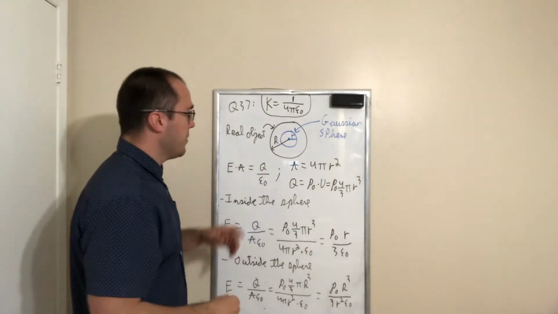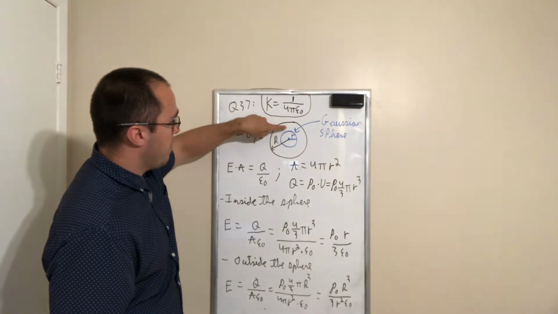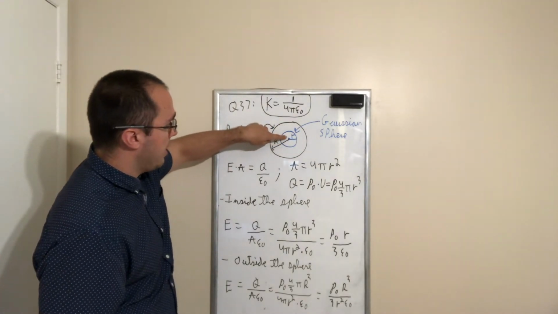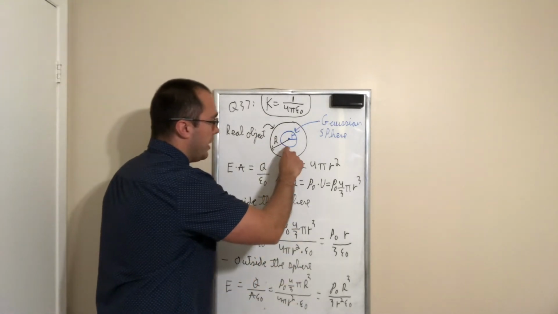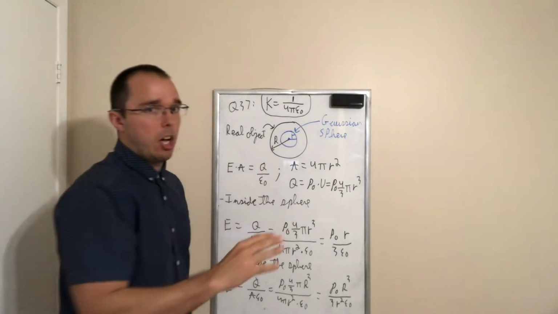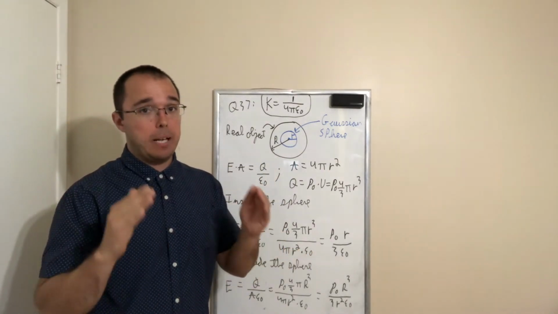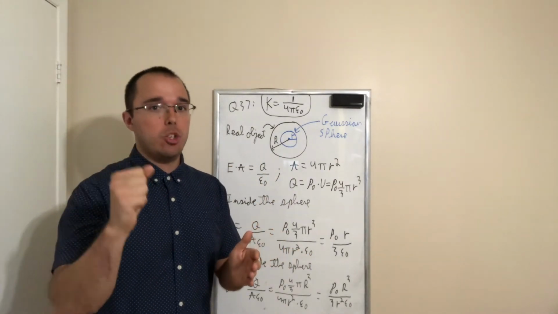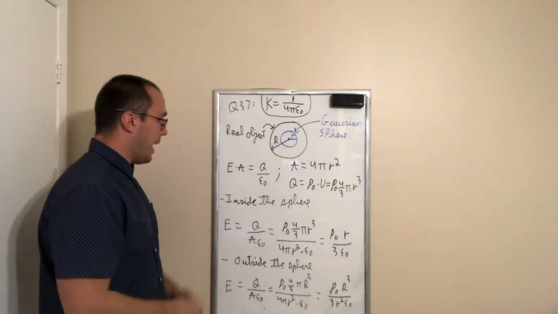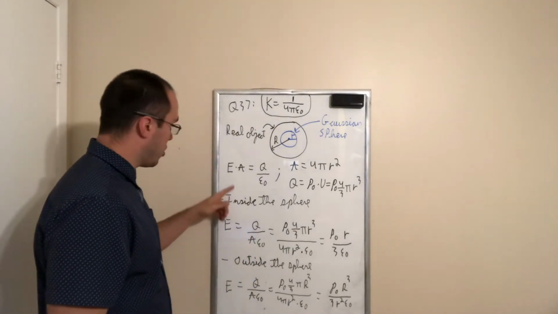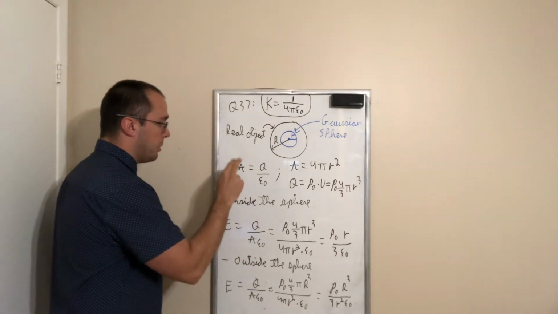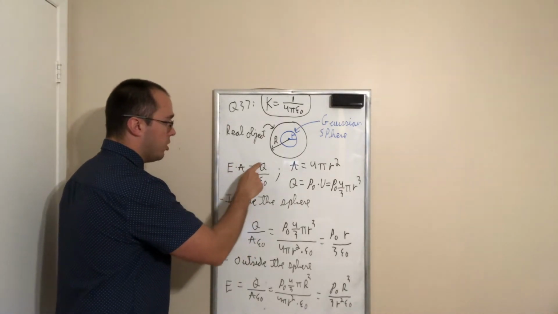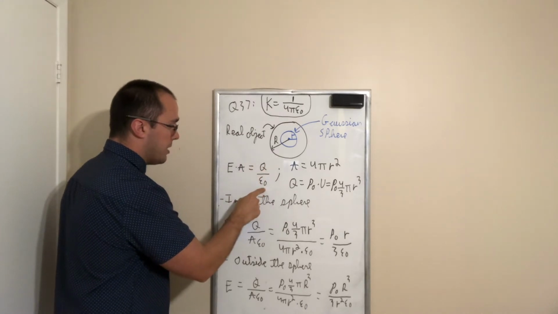The reason for that is we draw a Gaussian sphere, and because both centers are aligned, and because the charge distribution is uniform, the electric field on the surface of the Gaussian sphere over here will be constant everywhere. Because it is constant everywhere, we can use Gauss law. So Gauss law, and this section of Gauss law, state that the electric field multiplied by the area is equal to the charge divided by epsilon 0.